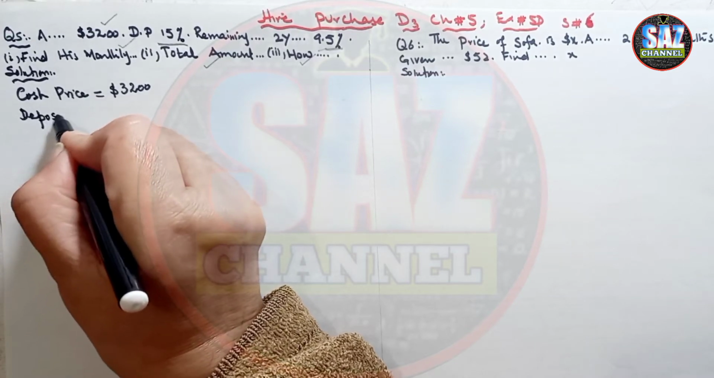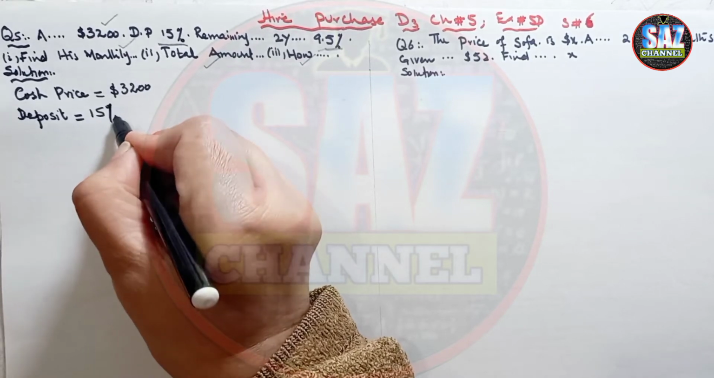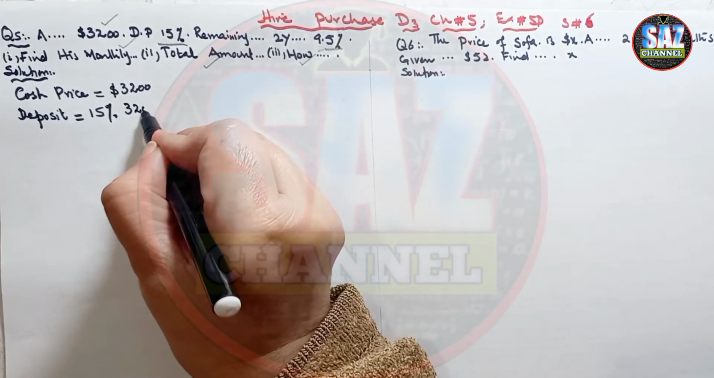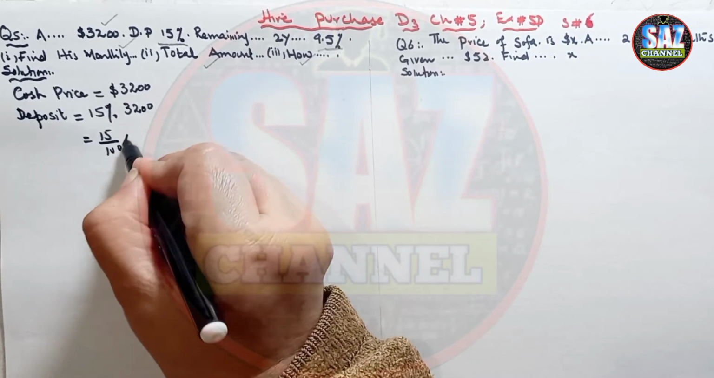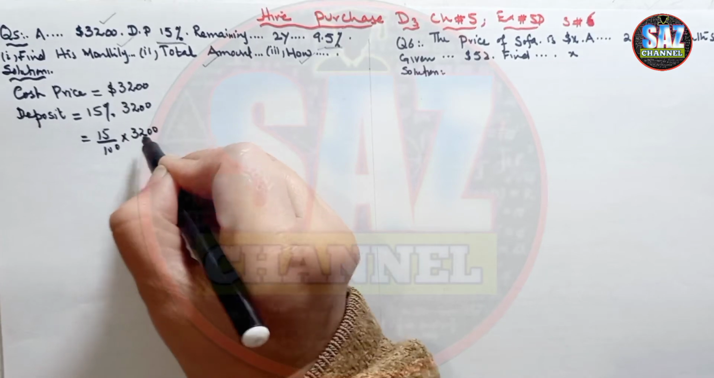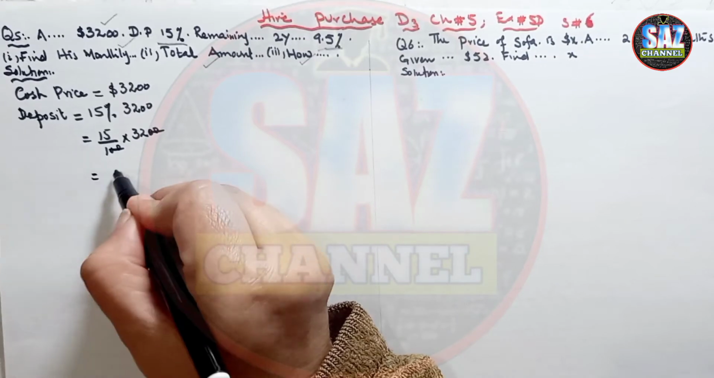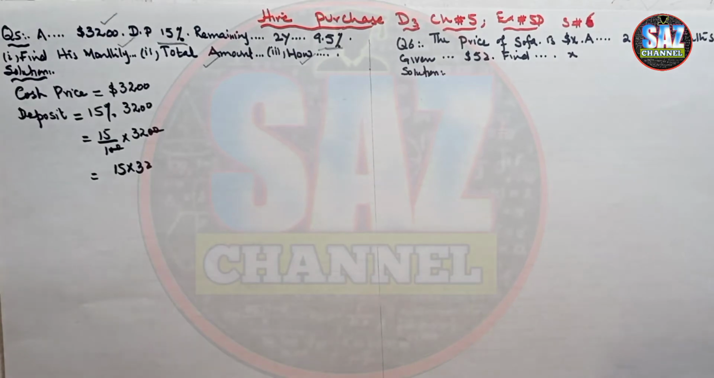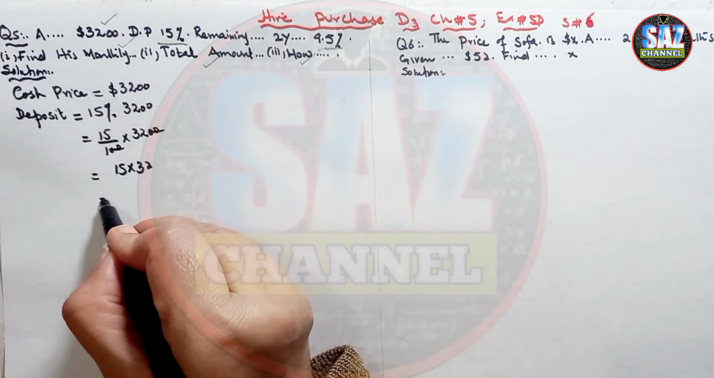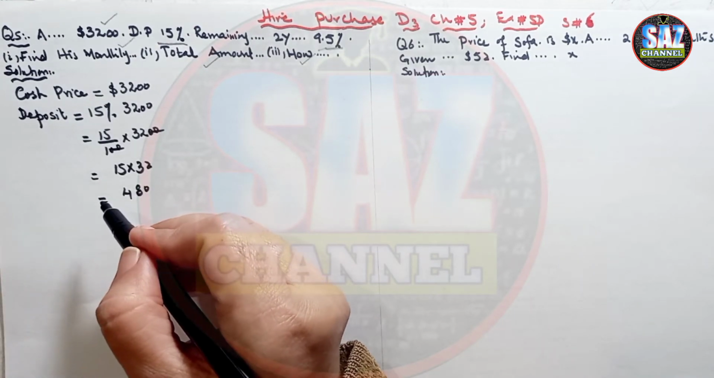Deposit or down payment is 15% of 3,200, and that gives 15 over 100 multiplied by 3,200. The zeros can go with these two zeros, and I'm left with 15 multiplied by 32. Let me check the calculation: 15 multiplied by 32 is 480. $480 is the down payment that he has to pay.